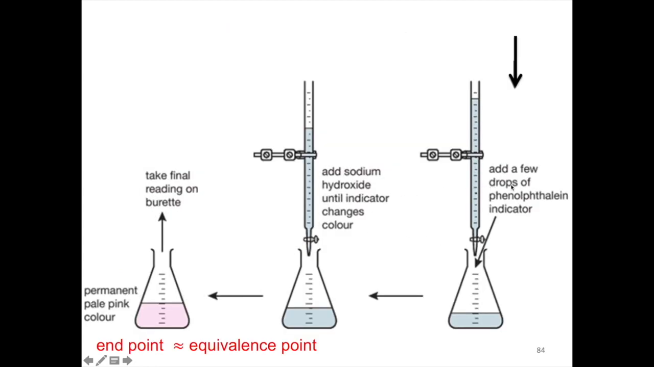Next step. We add a few drops of phenolphthalein that we use as indicator, and then we start the titration by adding sodium hydroxide until the indicator changes its color. For phenolphthalein, the initial color is colorless, but after that, it changes to pale pink. So we stop the titration here, and we take the final reading of the burette. The moment the phenolphthalein changes its color to pale pink, we call this the endpoint, which is also equal to the equivalence point.